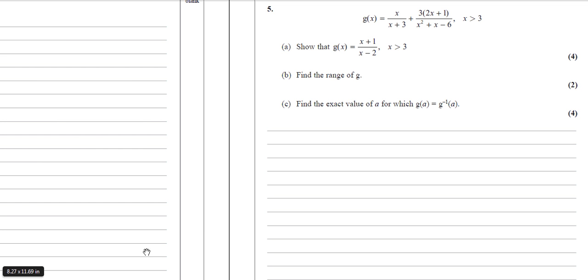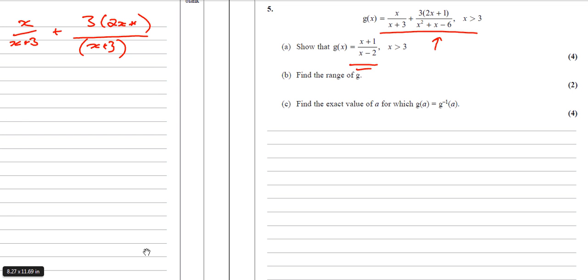Let's have a look at the 2014 paper on functions. So the first one is kind of a nice question. I kind of like these questions. The first thing you do whenever you see a question like this and you've got to simplify it is you factorize. So the thing you can factorize here is this bottom. You've got x over x plus 3 plus 3 over 2x plus 1. If you factorize the bottom, that's going to be x plus 3 and then x minus 2.